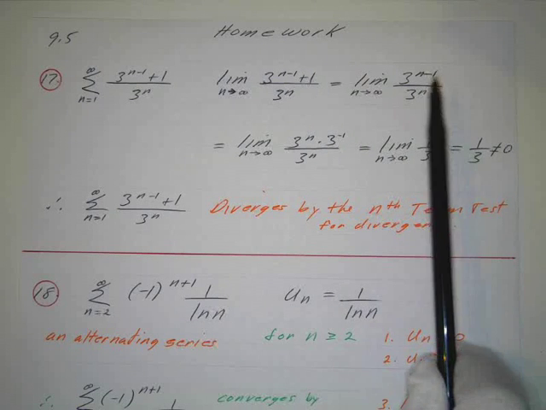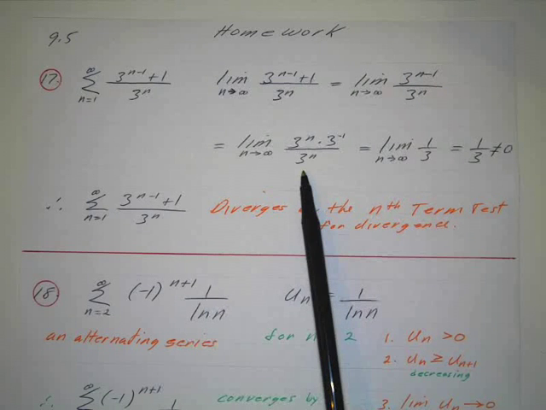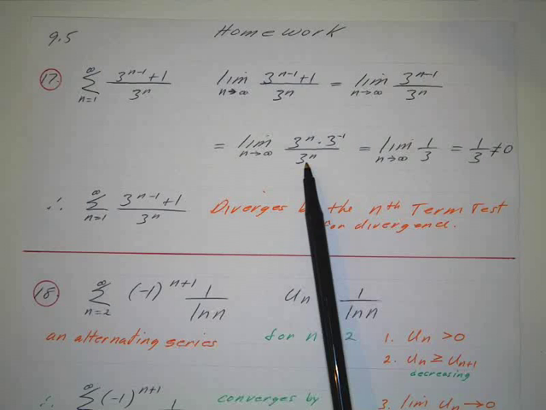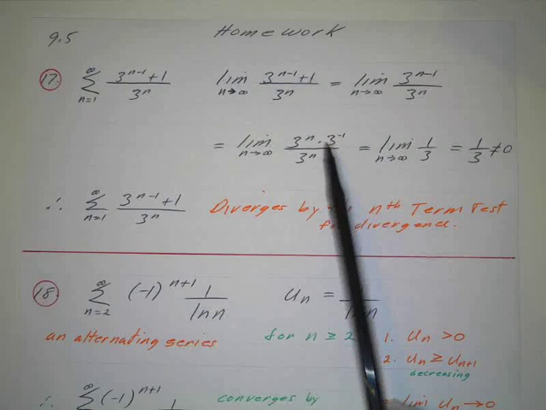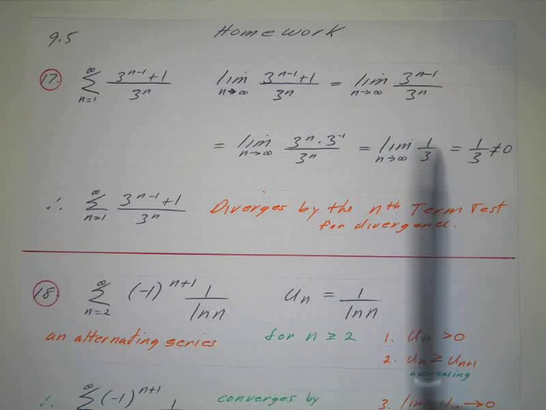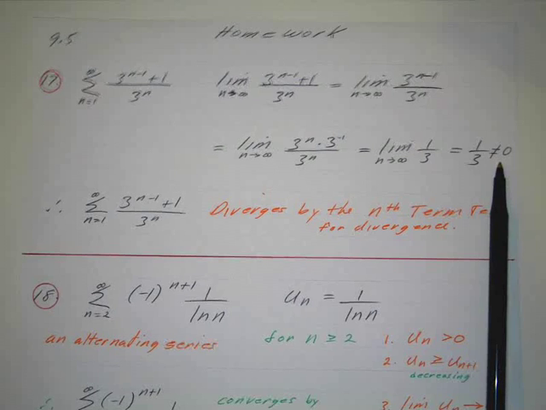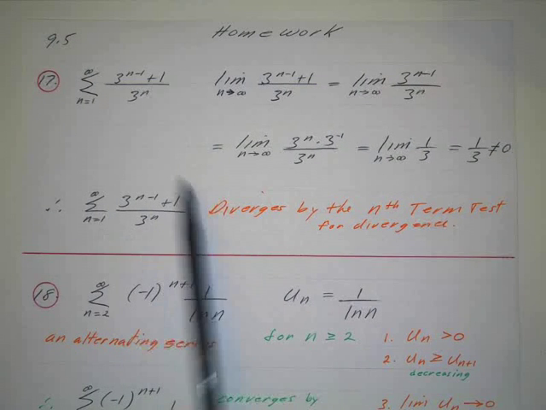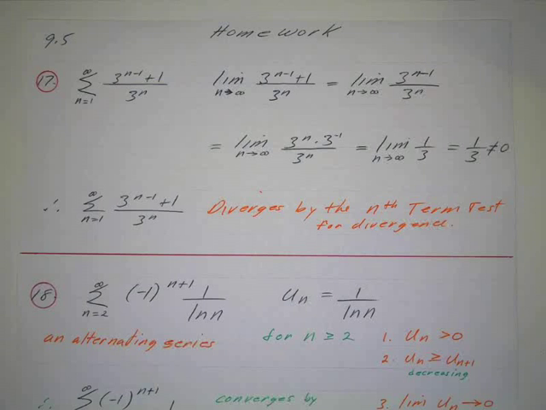Then we could separate this into 3 to the n times 3 to the negative 1, all over 3 to the n, and the 3 to the n's would cancel. So we end up with a limit of 3 to the negative 1, which is the same thing as 1 over 3, and the limit as n approaches infinity of 1 over 3 is just 1 over 3. That's not equal to 0. So therefore we can say that this series diverges by the nth term test for divergence. Okay? All right.